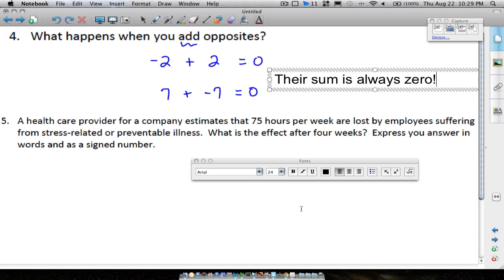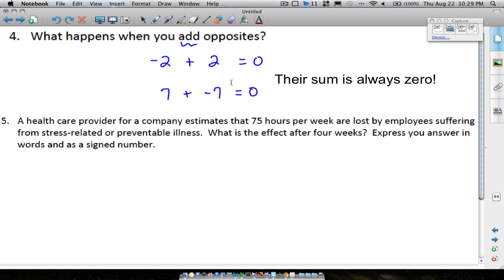Make sure you give a sentence for that answer. Explain that. Just don't show it mathematically, but write a statement there, because it says what happens when you add opposites. Their sum is always 0. Question number 5, right beneath that. A healthcare provider for a company estimates that 75 hours per week are lost by employees suffering from stress-related or preventable illness. What is the effect after 4 weeks?